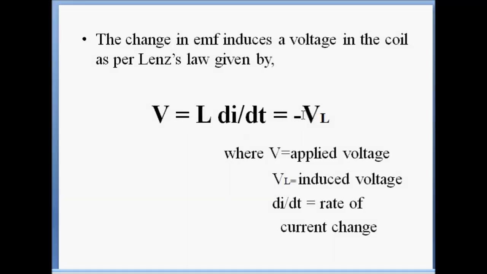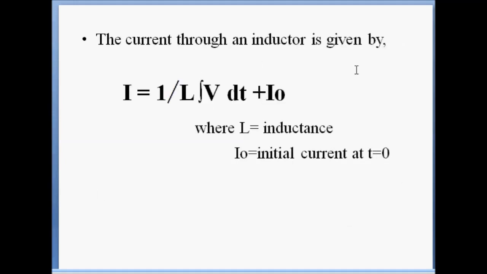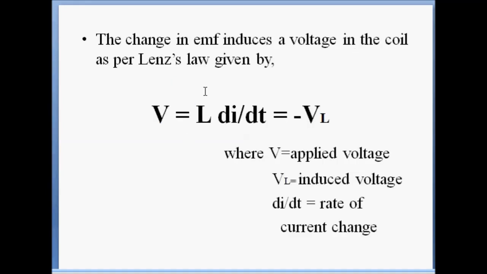Now the negative sign indicates that this EMF induced in the coil actually opposes or counters the applied voltage. That's why the negative sign is there. So the voltage induced in the coil is directly proportional to the rate of change of flow of current through the coil and is expressed as L di by dt, where L is the coefficient of self-inductance, which is the constant of proportionality.